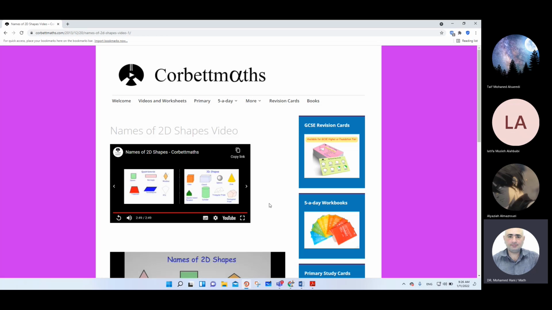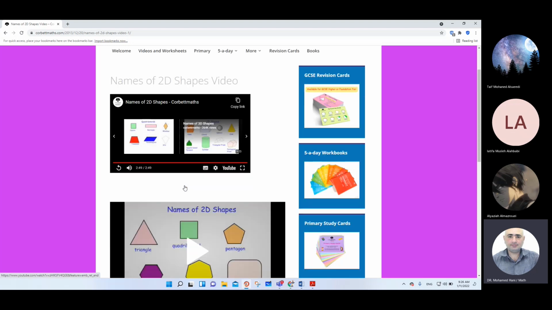Do you have any question about the name of 2D shapes? Clear for all? Yes.